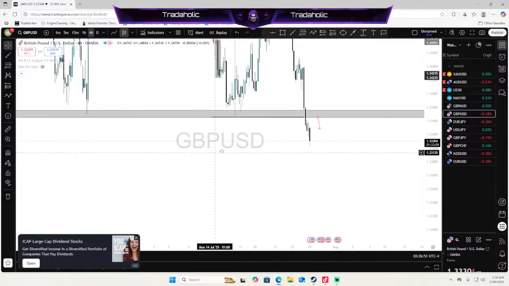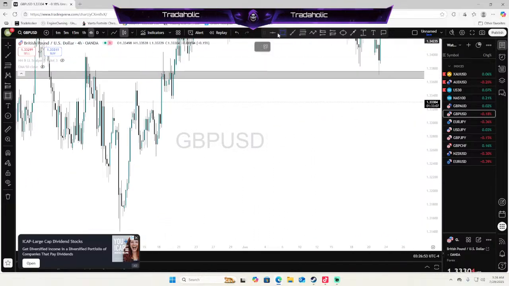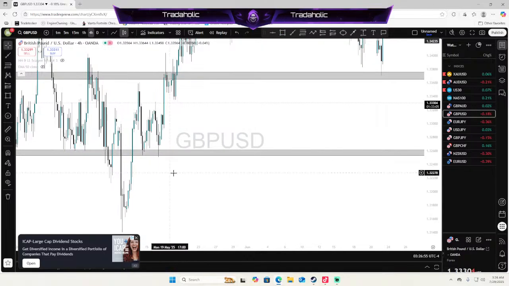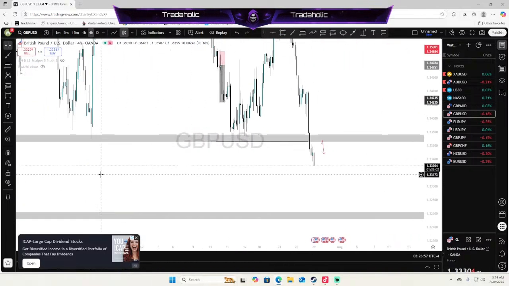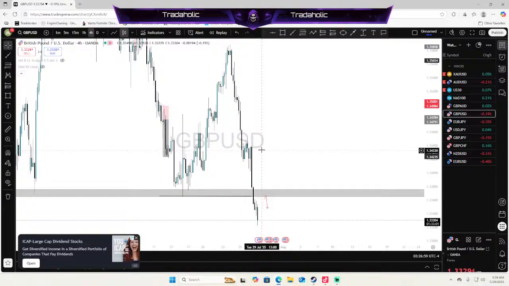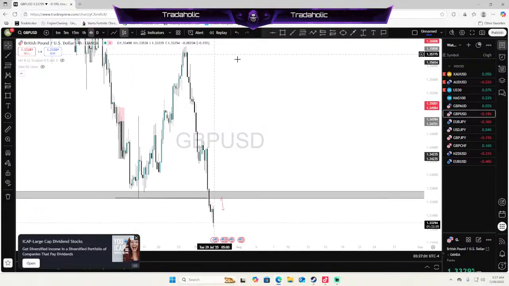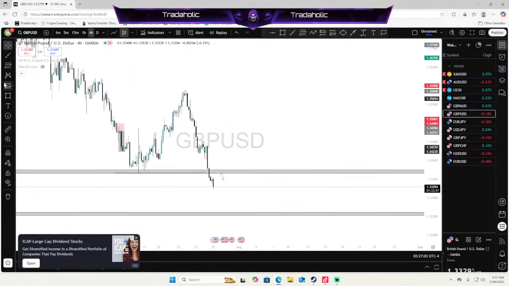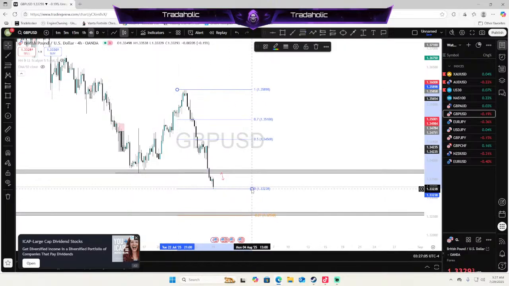So we wait for a pullback into this area to take trend continuation sells to target these lows down here. Other than that, I will wait for some kind of significant pullback for a retracement off of this fib level or something.